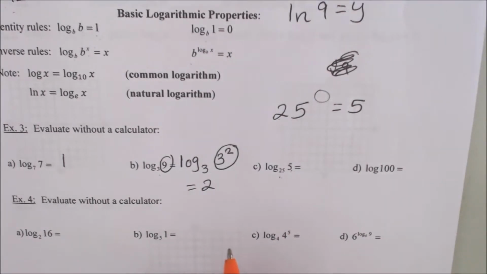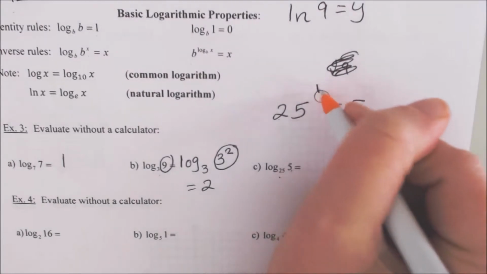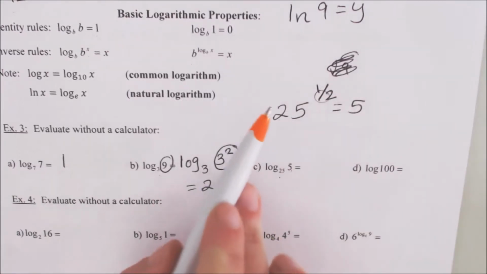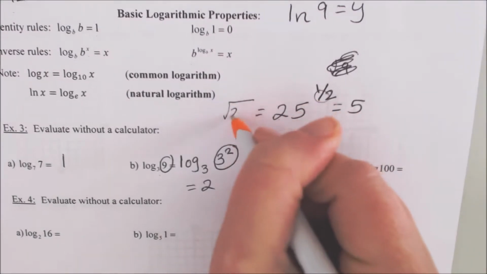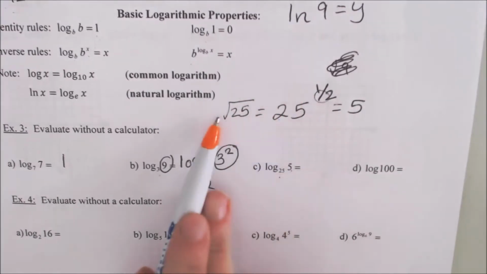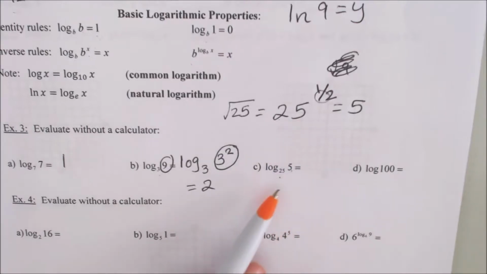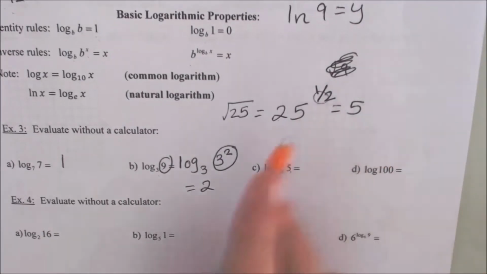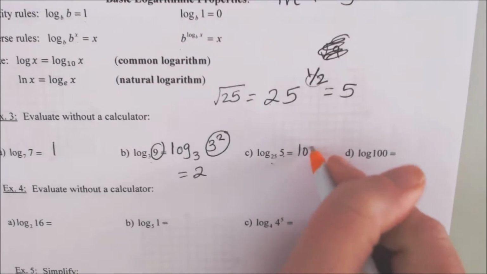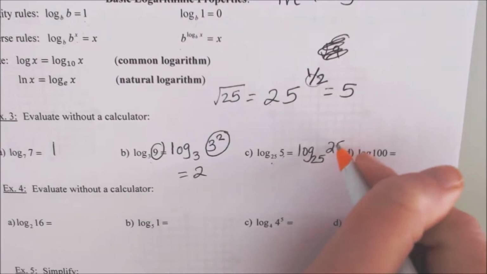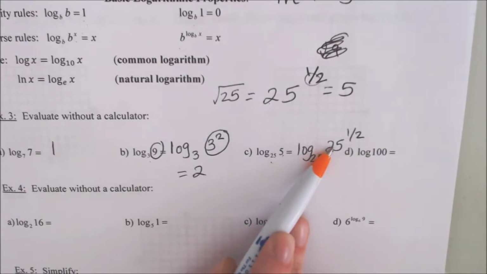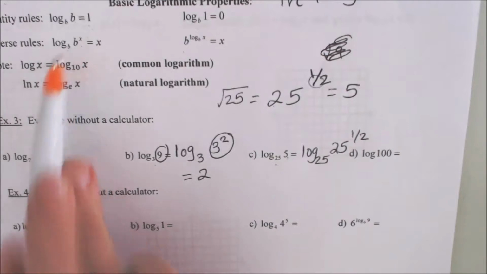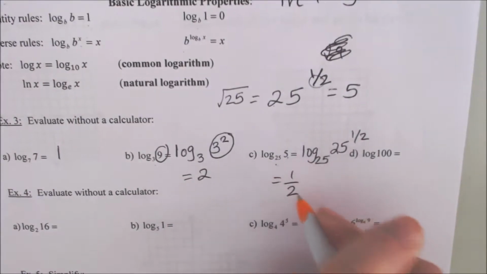If you remember back earlier in the course, we said that a fractional exponent of 1/2 is the same as the square root. So 25 to the 1/2 power was equal to 5, because anything to the 1/2 is the same as the square root of that number. So I'm going to replace this 5 with 25 to the 1/2 power. So I have log base 25 of 25 to the 1/2 power. Now I have the same base and the same argument, so I can apply this inverse rule up here, and that just leaves us with 1/2.